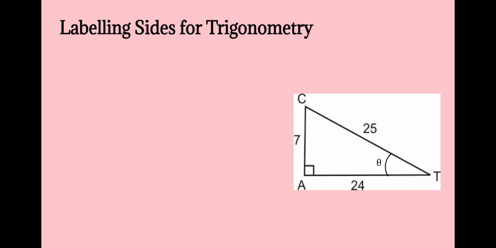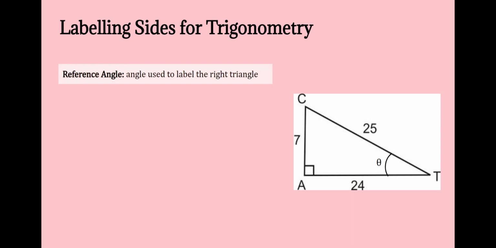But first, we need to know what the opposite, adjacent, and hypotenuse sides are. So here we have our right triangle, and we have this angle over here that is labeled. That's going to be our reference angle because that is what we are referencing to label our triangle. And you can see that it's labeled with this little zero with a line through it. That is called theta. Theta is a Greek letter. It's a variable just like x or y or any other letter that we'll use to represent a number that we don't know or that could change.